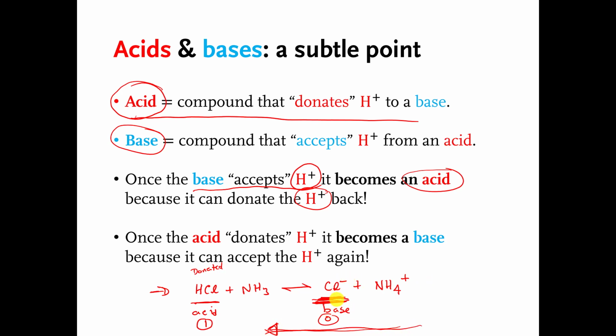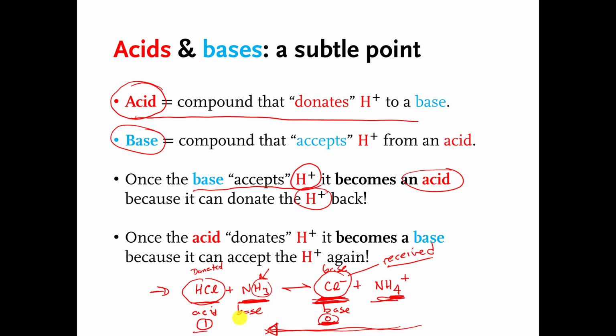And what will happen if I run it backwards is this one starts with 0 hydrogens and it ends up with 1 hydrogen. So this one must have received H+. So if it's receiving H+ when you run the reaction backwards, it must be a base. And the same thing is going on here. This stuff is called ammonia, NH3. It's a base because it starts with 3 hydrogens, ends up with 4, so this one must have received.